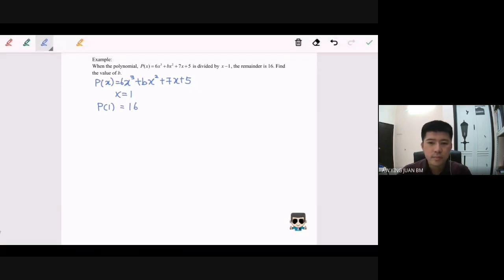Doing that, I'm going to substitute the value 1 into the p(x). So where I will have 6 plus b plus 7 plus 5 equals to 16. So now I'm going to simplify the left hand side. So I will have b plus 18 is equals to 16. And from here, again, I'm going to simplify. So by rearranging the value, finally I will have b is equals to negative 2. So from here, we can find the value b is equal to negative 2.